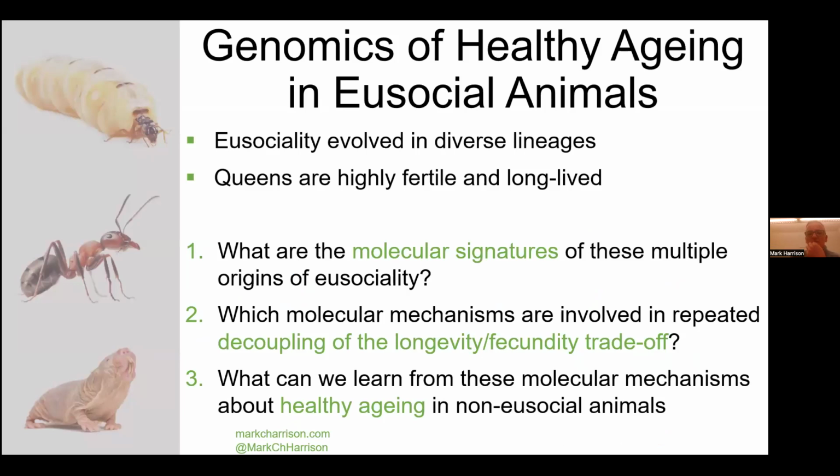I'd just like to summarize what I'm working on. So I'm interested in how eusociality evolved in diverse lineages. It's important that queens are highly fertile and long-lived, apparently in all eusocial lineages. So I'm interested in the molecular signatures in these multiple origins. We've talked about the decoupling of the longevity fecundity trade-off. But my goal is to try and understand the molecular mechanisms of healthy aging, also in non-eusocial animals. So that's the direction I'm moving in the future.